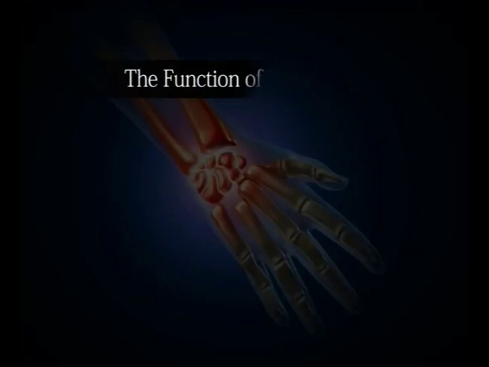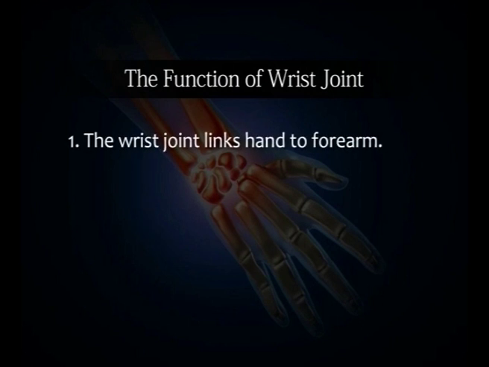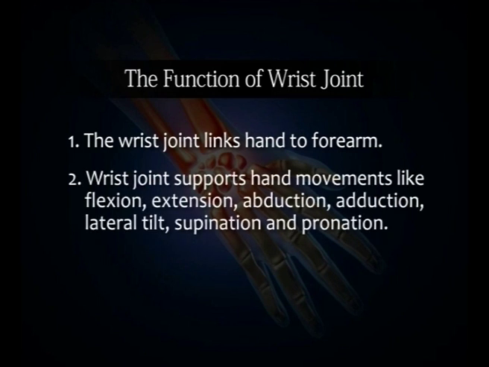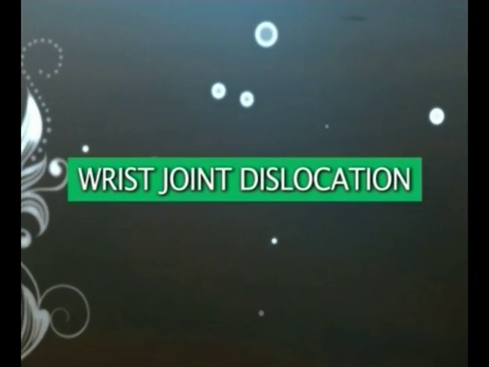Now we have the function of the wrist joint. The functions of the wrist joint are as follows. Number 1, the wrist joint links the hand to the forearm. Number 2, wrist joints support hand movements like flexion, extension, abduction, adduction, lateral tilt, supination, and pronation. Number 3, wrist joints protect tendons and nerves. Now we have wrist joint dislocation.